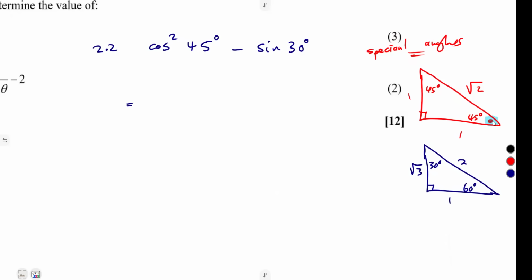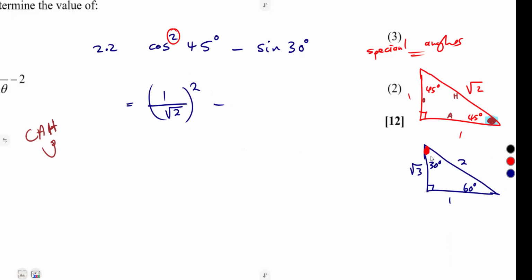According to this 45 degrees, this is our opposite side, this is the adjacent, and this is the hypotenuse. So cos from our SOHCAHTOA is adjacent over hypotenuse. So it's going to be 1 over the square root of 2. But it's being squared, that's the cos squared that you have. So you must square this, minus the sine of 30.